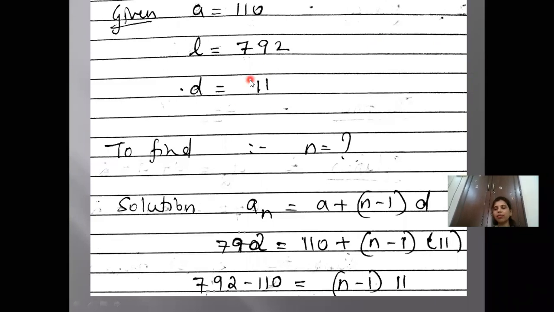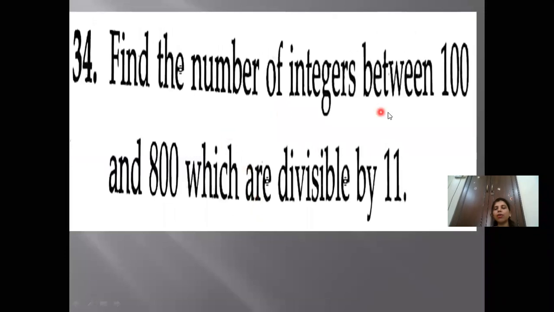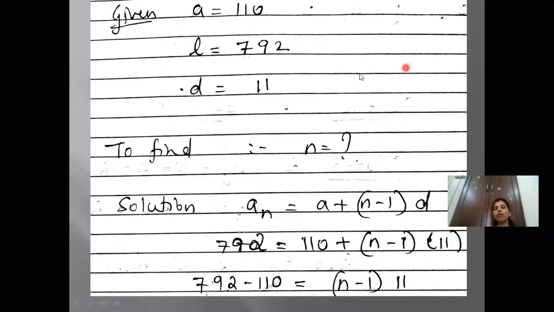As I told you, divisible by word which comes for the number, that is D. You have to find the value of n first. Now, why the value of n? Because if you see in the question, it is said number of integers. So number of integers which are there in between 100 and 800, you have to find the value for n.